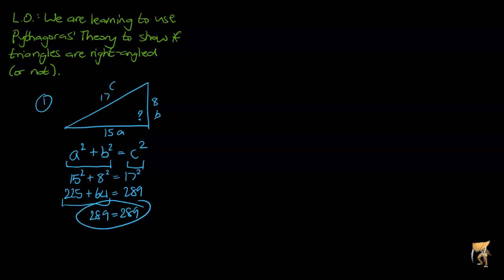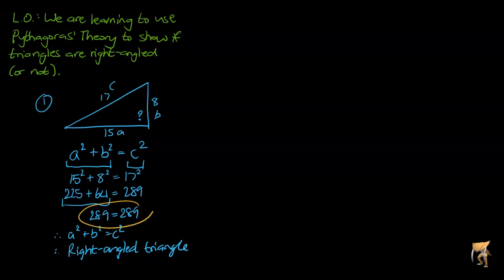The fact that we're getting the same number coming up twice on the left-hand side and the right-hand side tells us a squared plus b squared is equal to c squared. So therefore, it is a right-angled triangle. If these numbers, 289 and 289, were different numbers, maybe one number was different to the other, that would suggest that it's not a right-angled triangle.